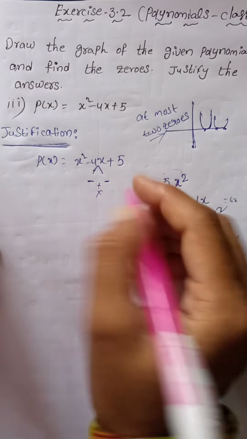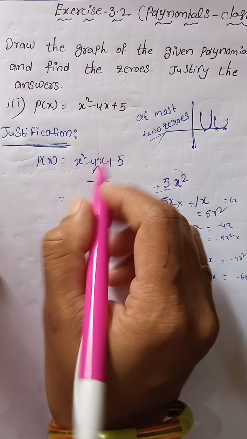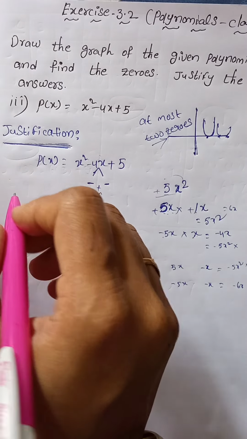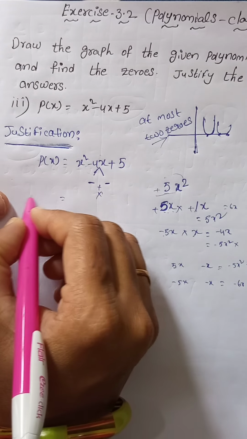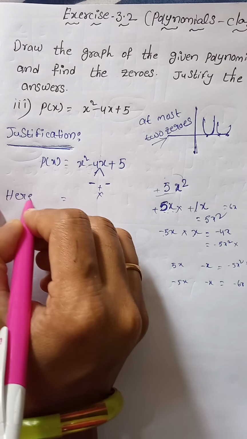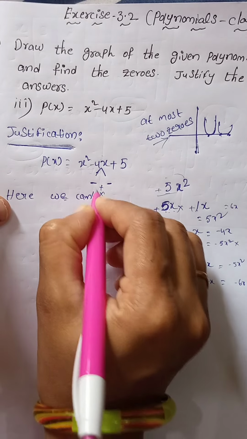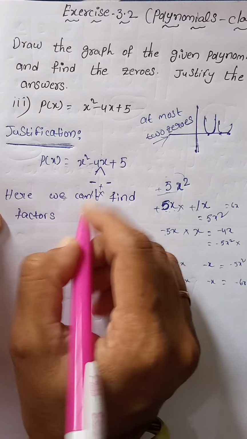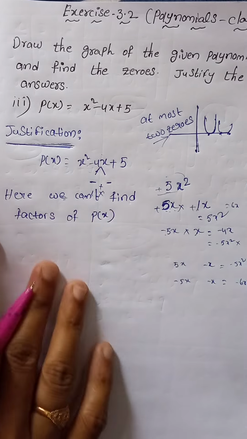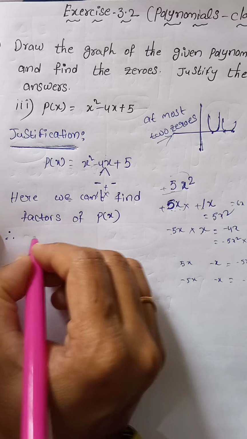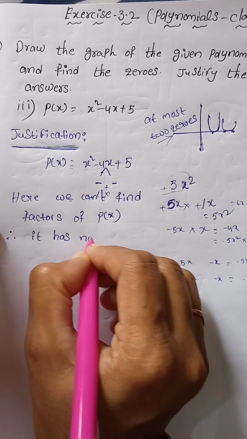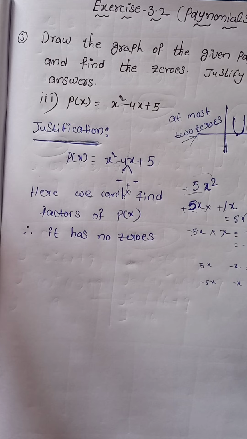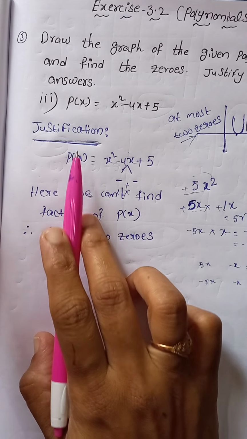Okay, so we can say here we are not able to write factors of this polynomial. We can't find factors of this polynomial. It means there are no zeros of this polynomial. So we can't find factors of P of x, so it has no zeros. It is confirmed this polynomial has no zeros through this justification.